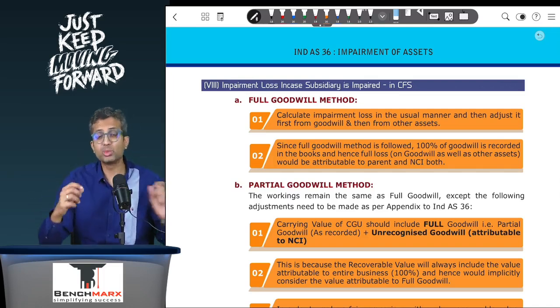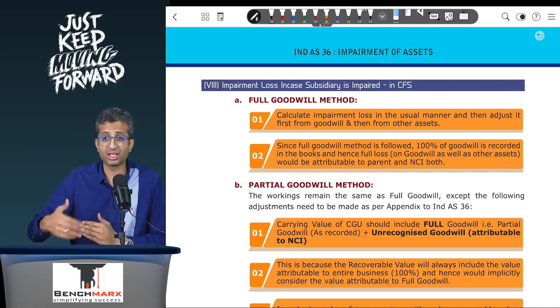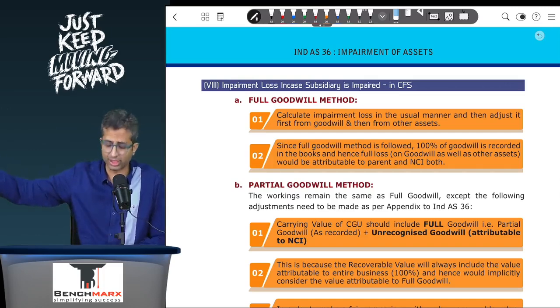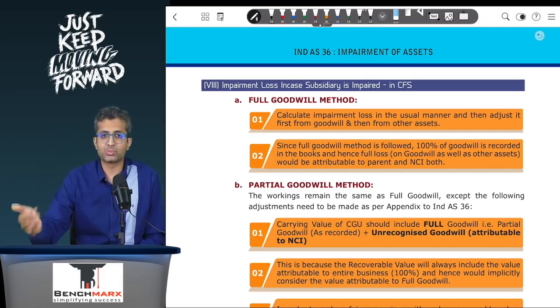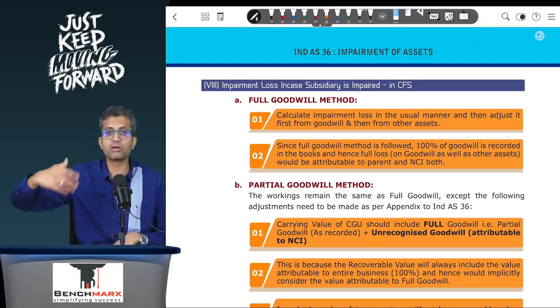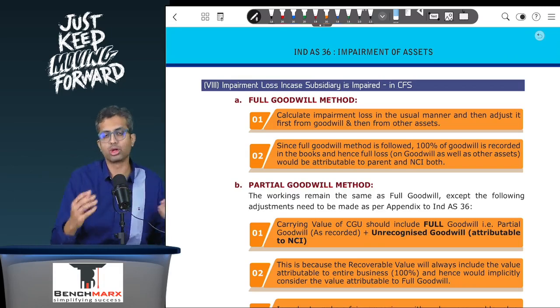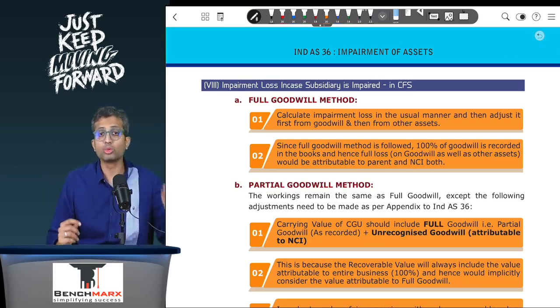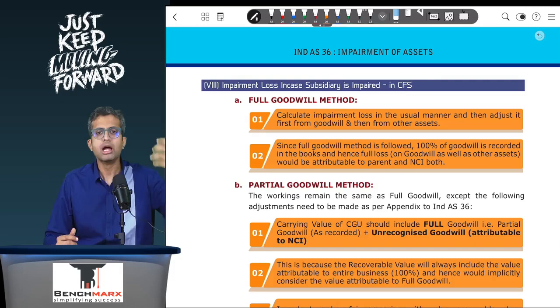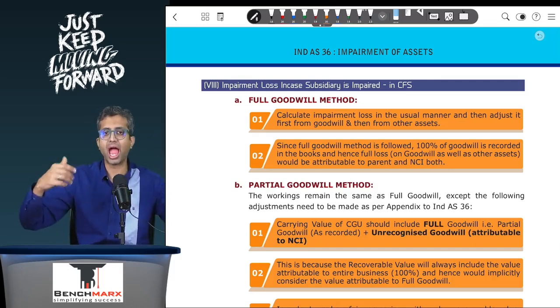When you compare it with the recoverable value, one needs to remember that recoverable value is based on the present value of future cash flows, which will be calculated irrespective of whether you have accounted for goodwill in your books as full or partial. And hence the recoverable value will be for the entire business, and it will implicitly have the value for the full goodwill. So, in order to make it comparable, we will have to gross up the partial goodwill, if any, and recognize what we call unrecognized goodwill.